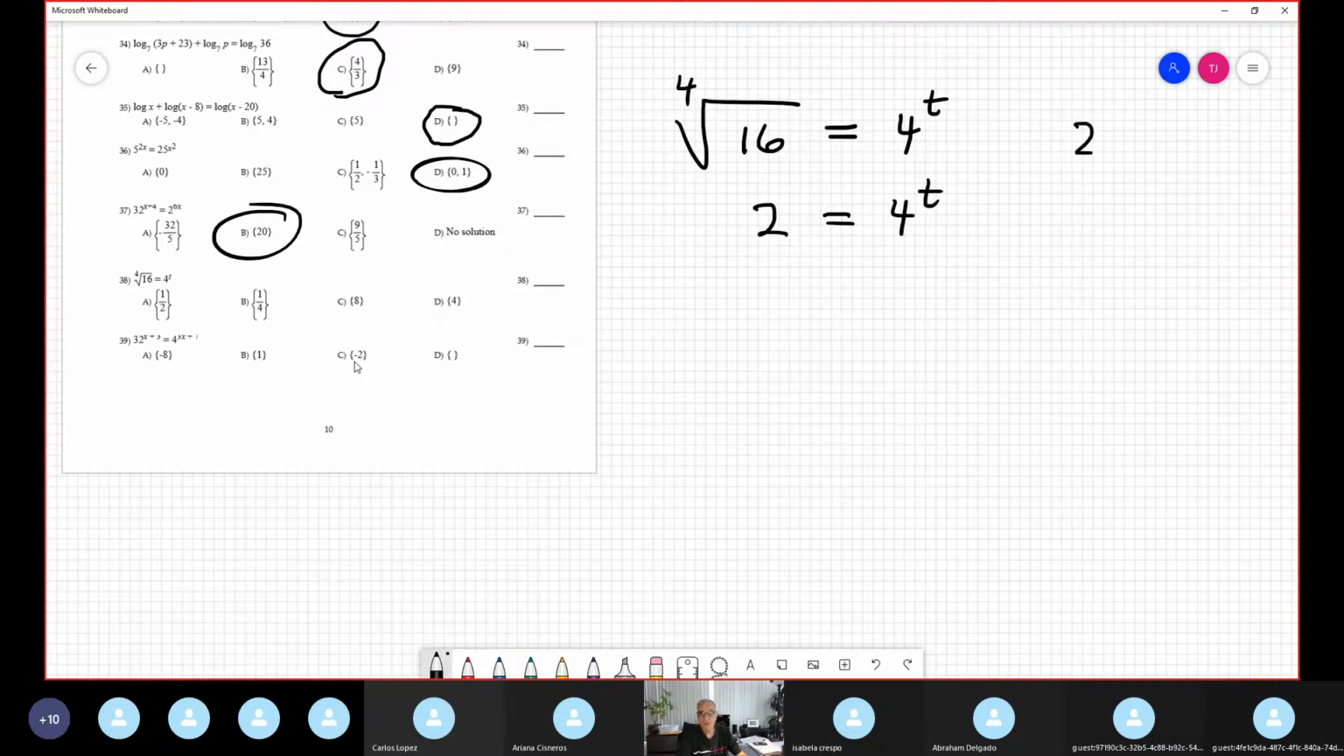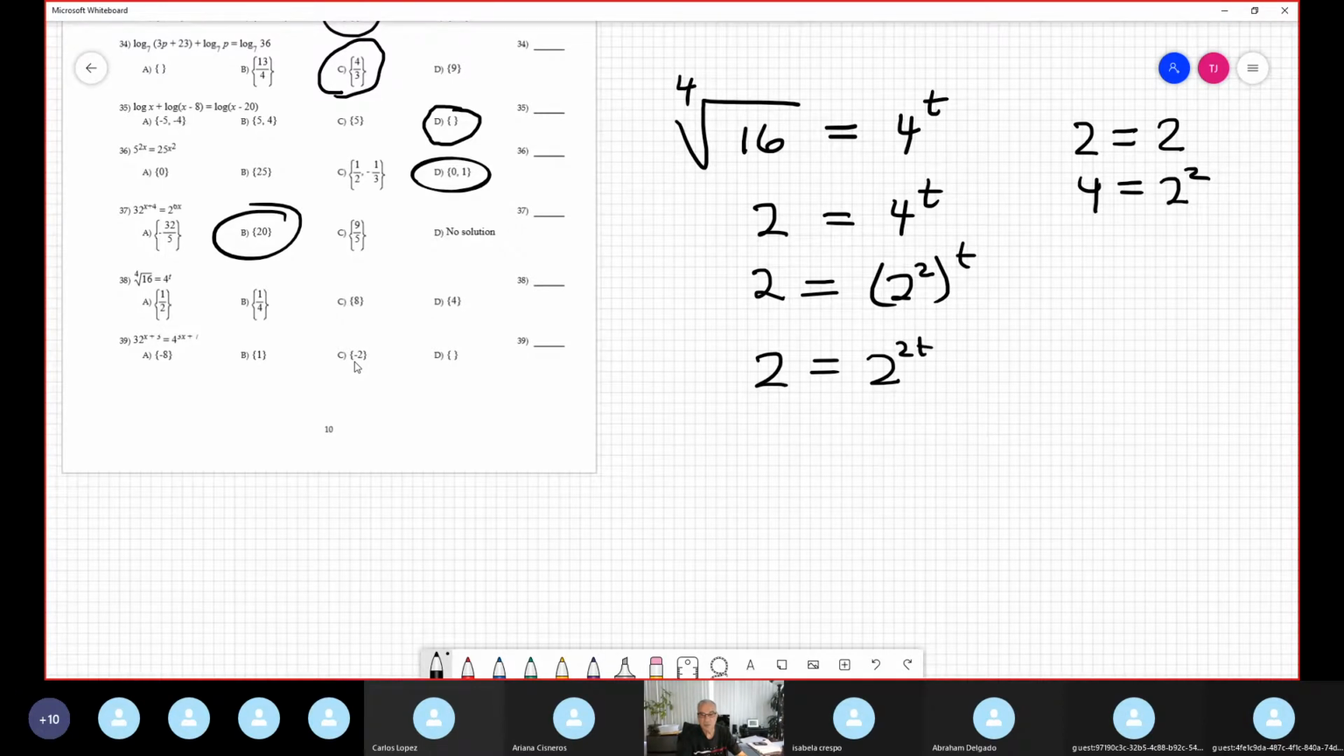Okay, so the root is 2. And 4 is 2 to the second power. Then you replace: this is 2 to the second power raised to the t power. Multiplication of the exponents, so the 2 is equal to 2t, and this exponent is 1. So 1 is equal to 2t, for the same reason that we discussed before: same exponential, same base, t is 1/2. Boom.